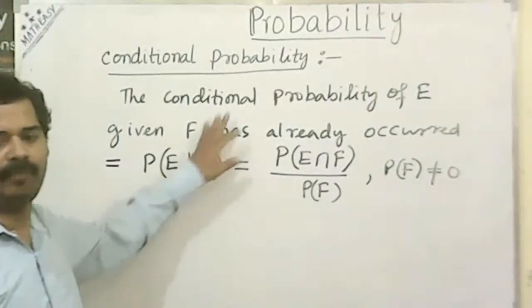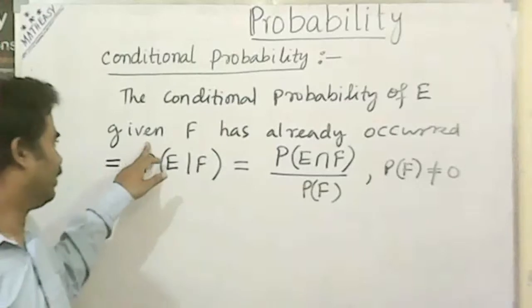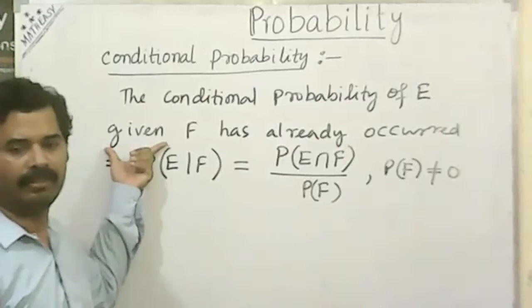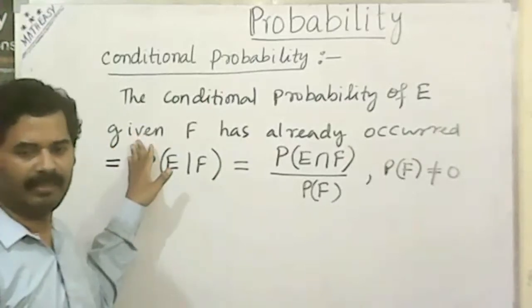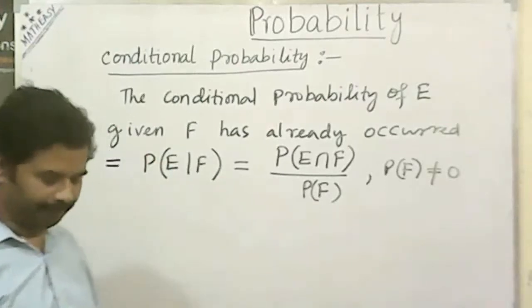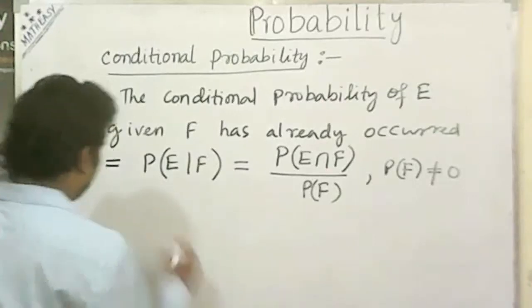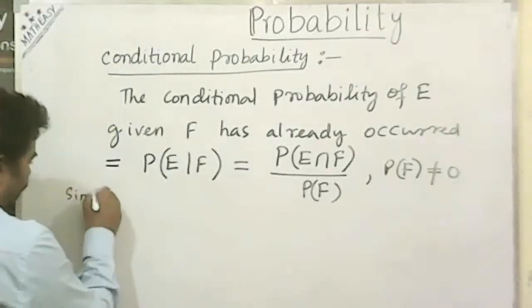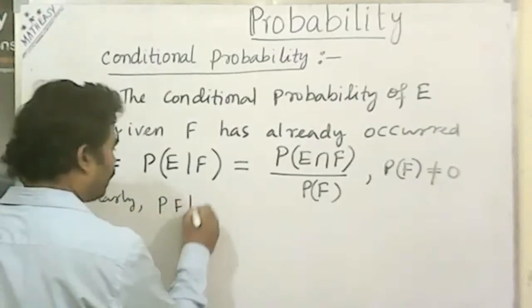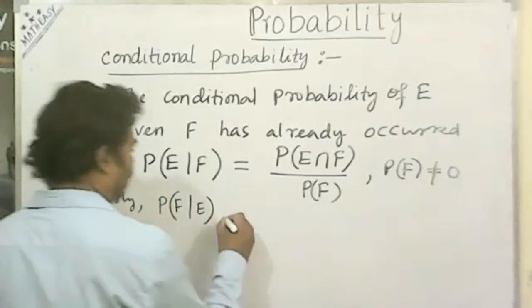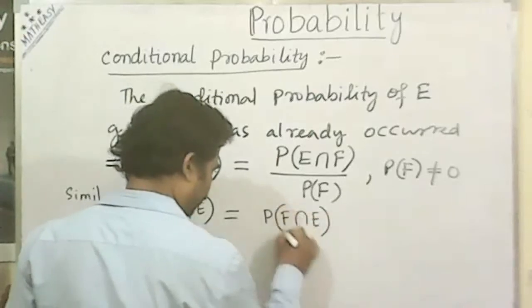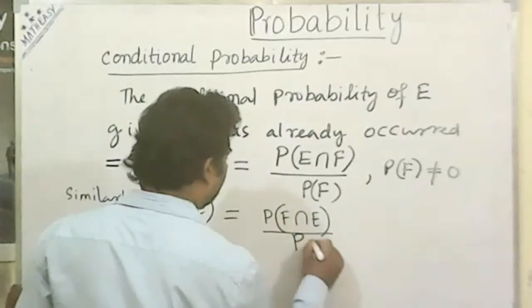So the conditional probability of E, given that F has already occurred, given that happened, occurred, past participle case is given in the condition concept. Then you have to apply conditional probability. Now, similarly, the probability of F conditioned on E is equal to the probability of F intersection E divided by the probability of E.